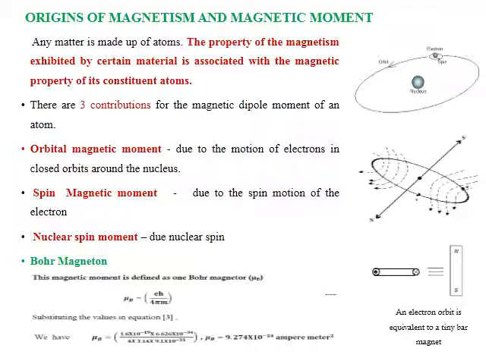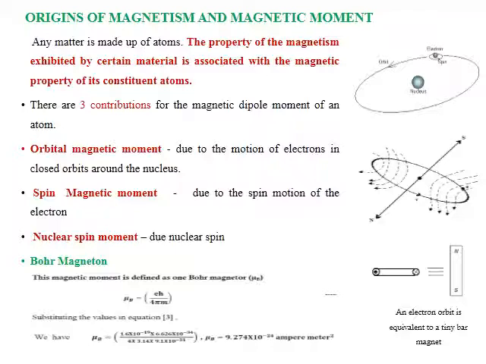And in a similar way, if we consider the spin magnetic moment, here we all know that electron is also making a self-rotatory motion, either by clockwise rotation or anti-clockwise rotation. So due to this rotatory motion, there will be a contribution of magnetic moment by the electron. And the third one is the nuclear spin moment, by which the nuclear particles are making a spin, and from there also a magnetic field will be generated.